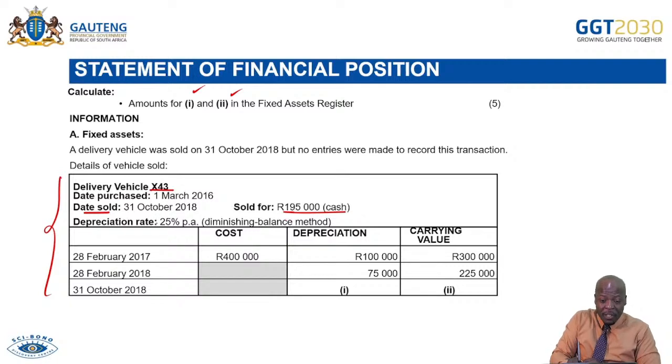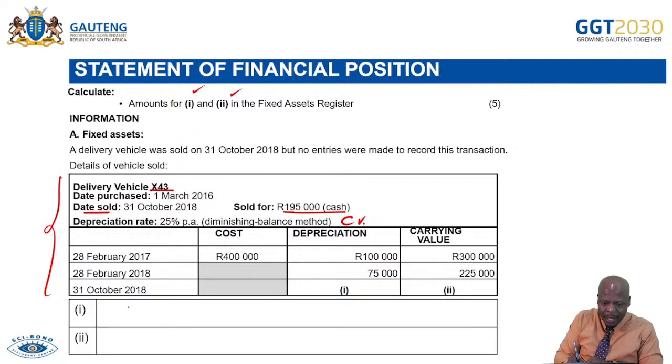The rate of depreciation is 25% per annum on the diminishing balance method. So once you're dealing with the diminishing balance method, you need to know your carrying value. If you're ready, let us begin. We are calculating 1 and 2, and here is our answer book. For number 1, I am calculating depreciation for this year.